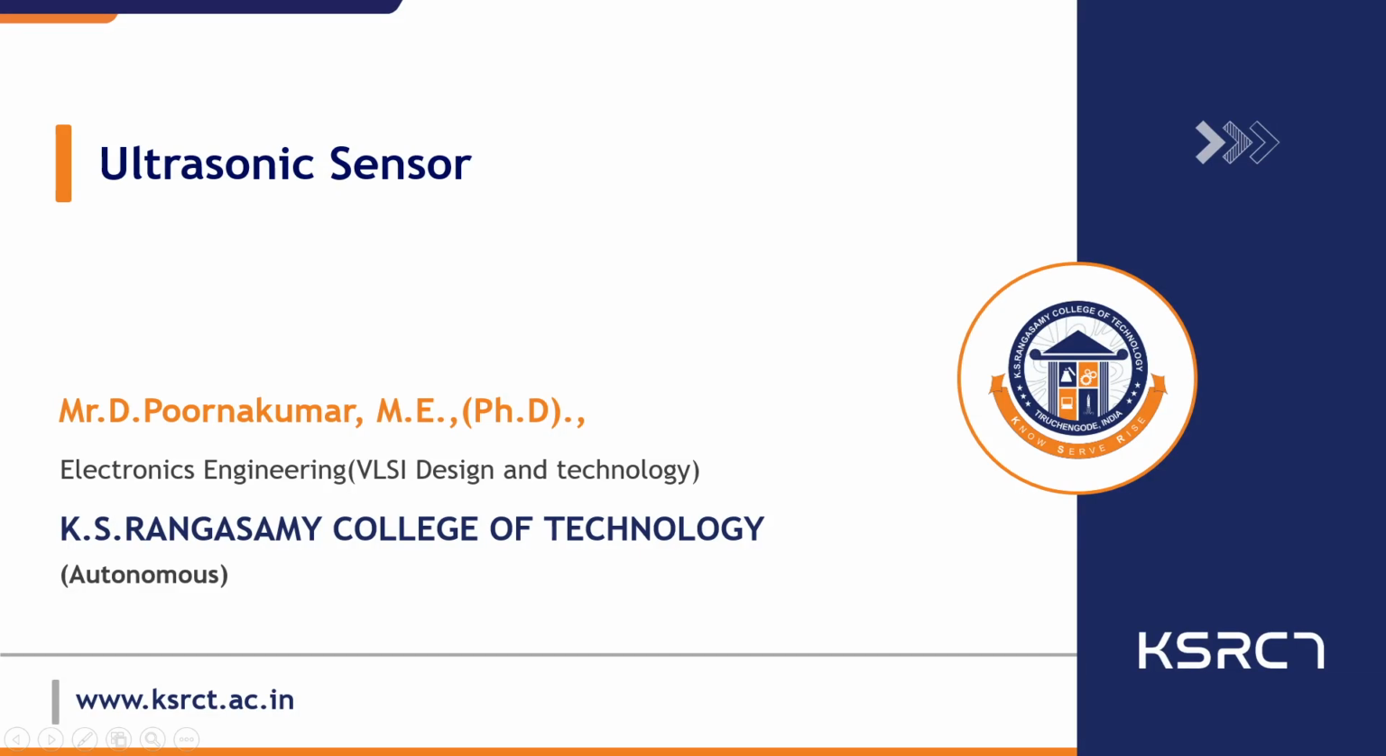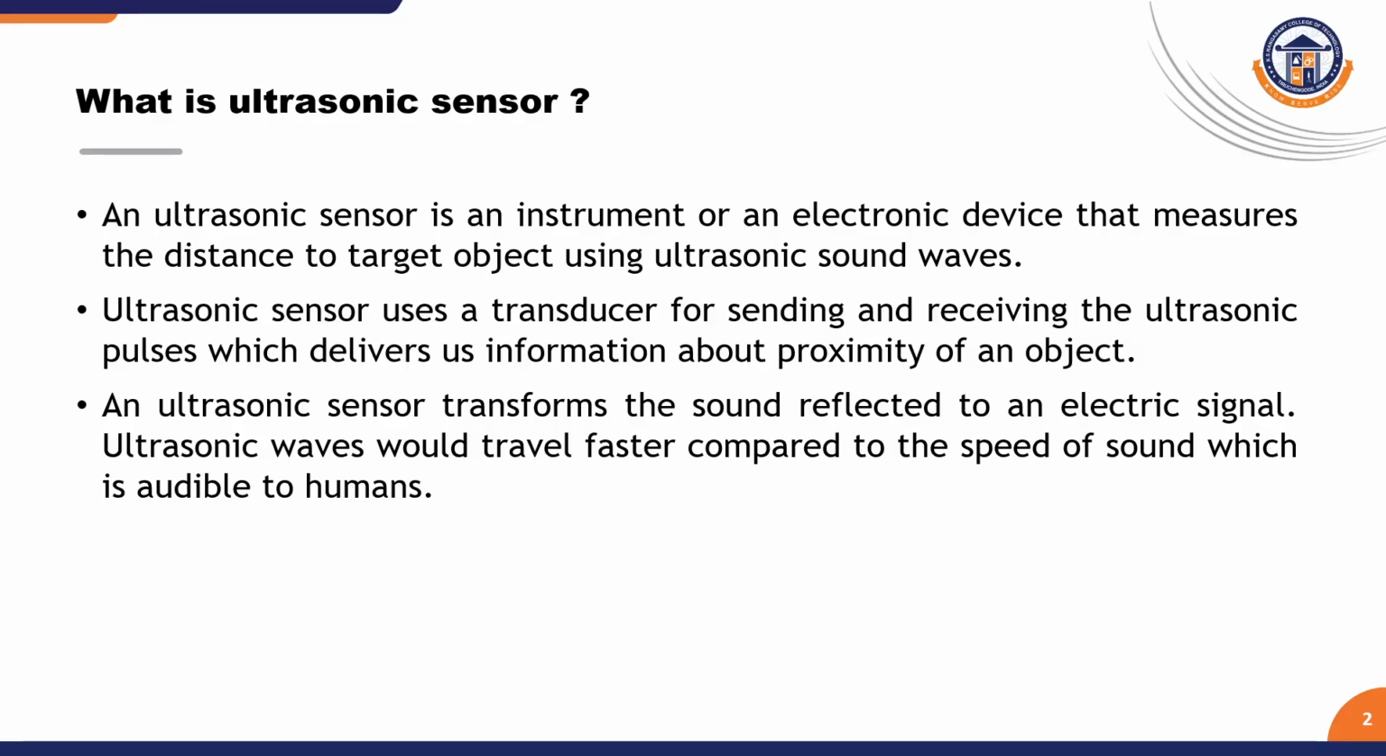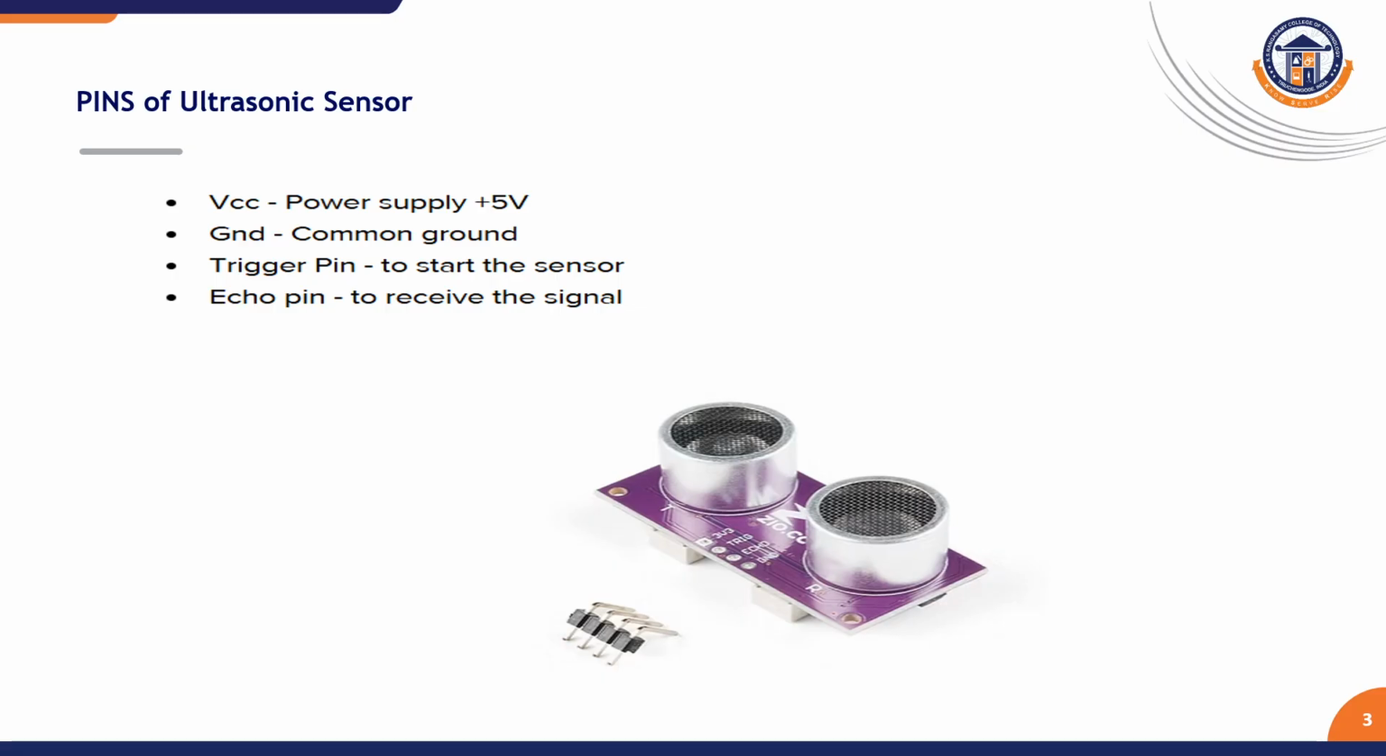Welcome everyone. In this video, we are going to see about the operation of the ultrasonic sensor. It is an instrument or an electronic device that measures the distance to a target object using ultrasonic sound waves. An ultrasonic sensor uses a transducer for sending and receiving the ultrasonic pulses, which delivers us information about the proximity of an object. An ultrasonic sensor transforms the sound reflected to an electrical signal. Ultrasonic waves travel faster compared to the speed of the sound which is audible to humans.